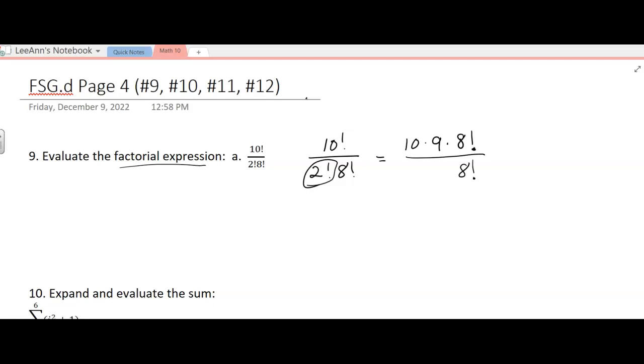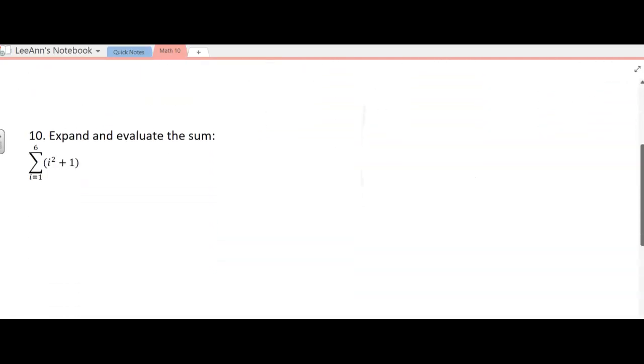What do we do with the 2 factorial? Well, it's 2 times 1. You can put that in parentheses if you want. I write that out because it could have been like 3 factorial or something else. All right, the 8 factorials cancel. Now I just have 90 over 2, which is 45. Okay, so that's how that one's simplified.